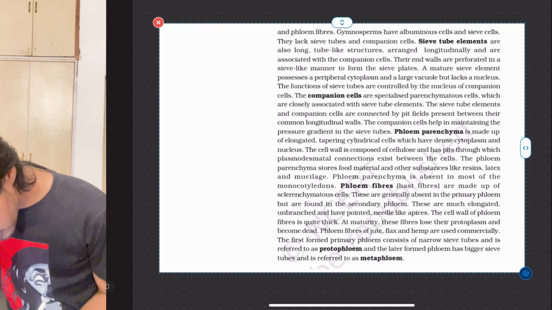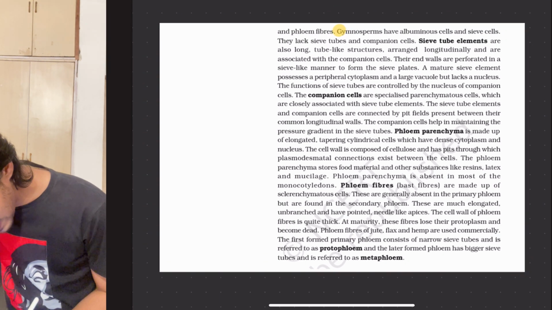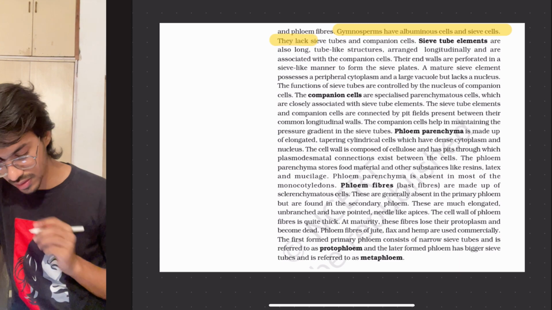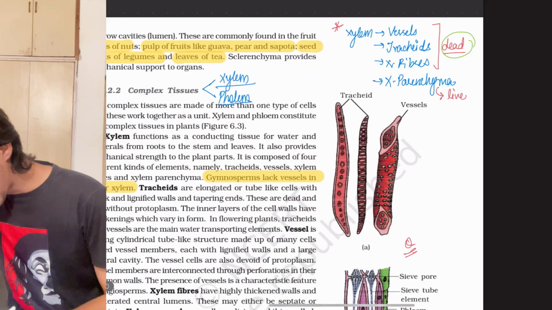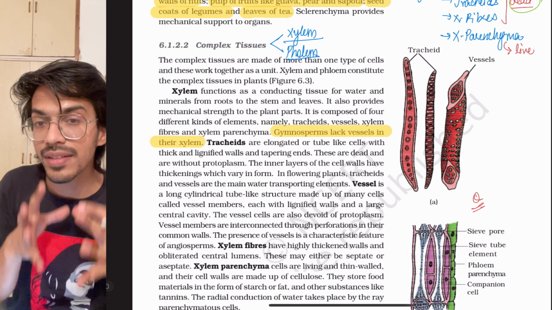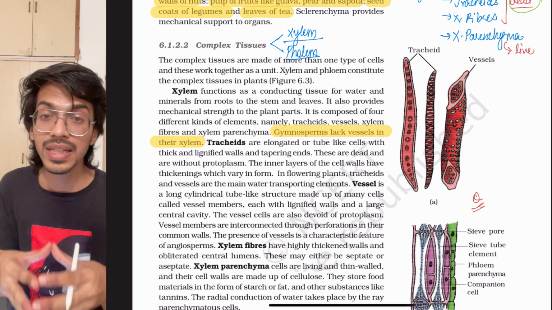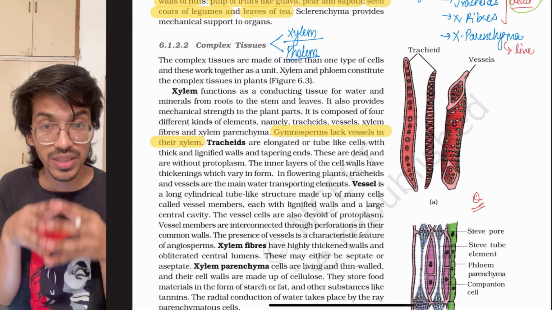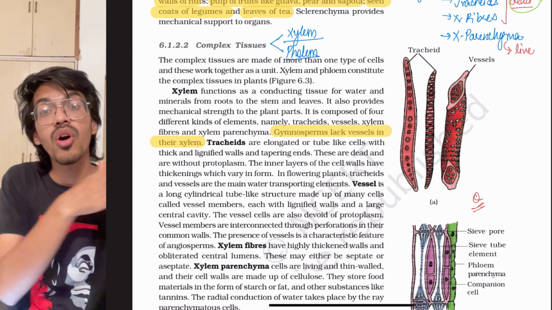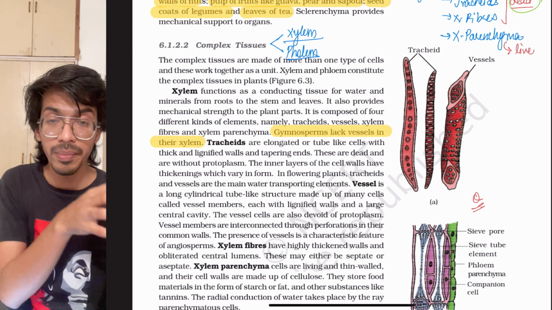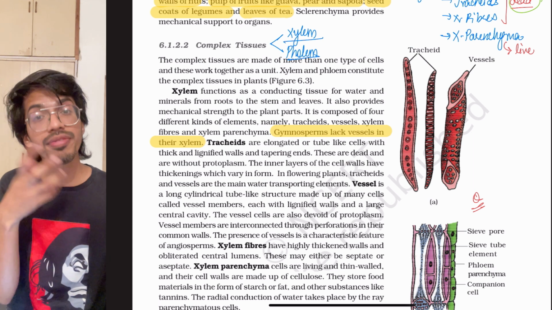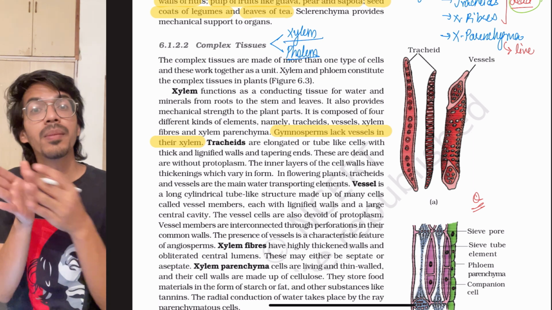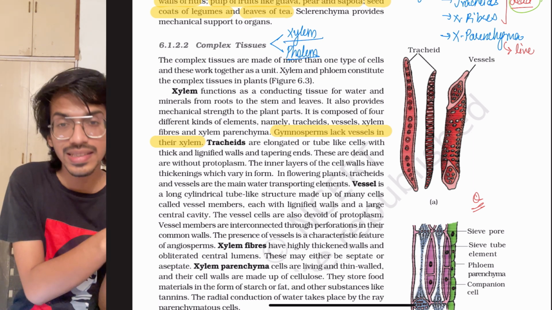Okay, look, gymnosperms have albuminous cells and they lack the sieve tubes and companion cells. Next point you have to remember: the xylem and phloem are initially formed by the primary meristem, which is the initial meristem. Later on, secondary meristem also makes the xylem and the phloem also. So on that basis, we call it primary xylem and secondary xylem.